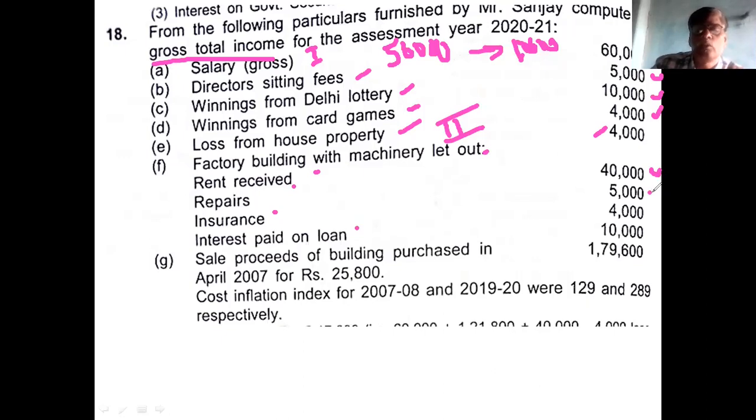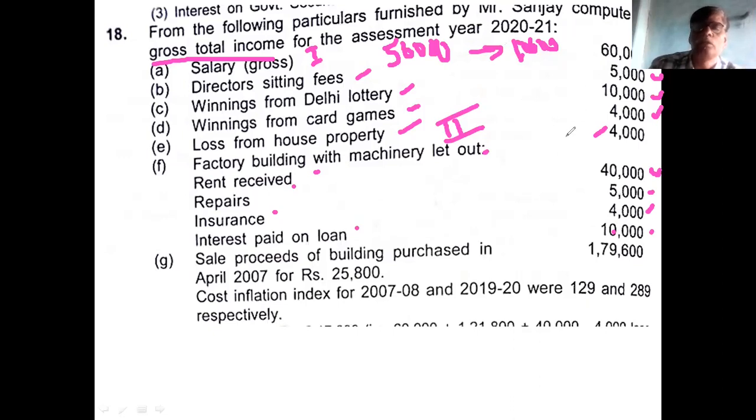In the gross, you deduct 3 expenses. I think it is 19,000. You deduct 19,000, you will get the income from other source. What is total? 5 plus 10, 15. 15 plus 4, 19. 19 plus 40, 59. 59,000 is the gross. In that gross, you deduct 5 plus 4, 9. 9 plus 10, 19. If you deduct 19,000, income from other sources, 40,000.